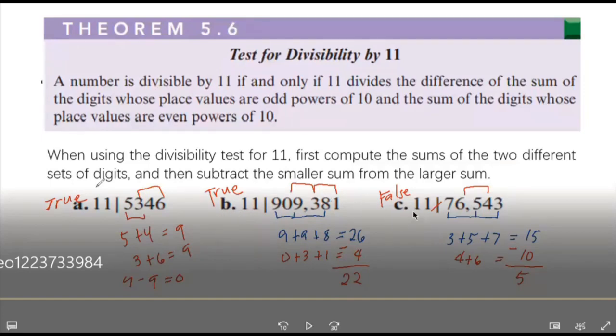And letter C, verify natin kung yung 11 ba ay divisible sa 76,543. So, check natin. I-add muna natin yung mga digits alternate. Yung 7 plus 5 plus 3 ay 15. At yung 6 plus 4 naman ay 10. So, subtract natin 15 minus 10 which is 5. And 5 is not divisible by 11. Therefore, letter C is false.